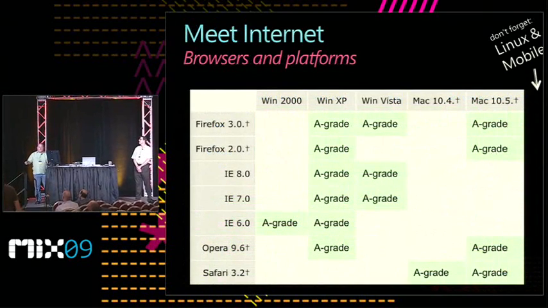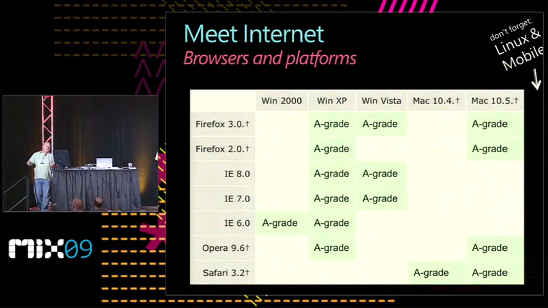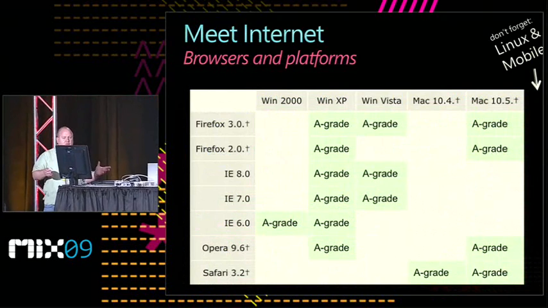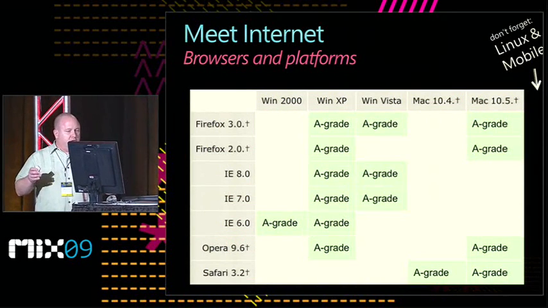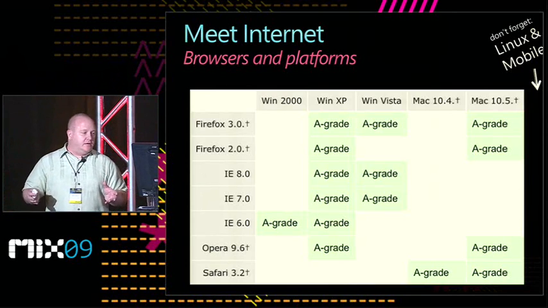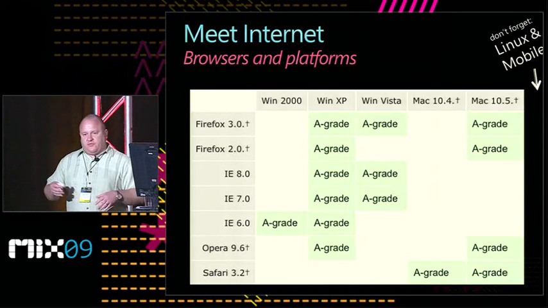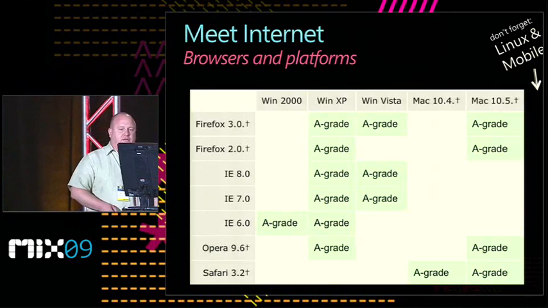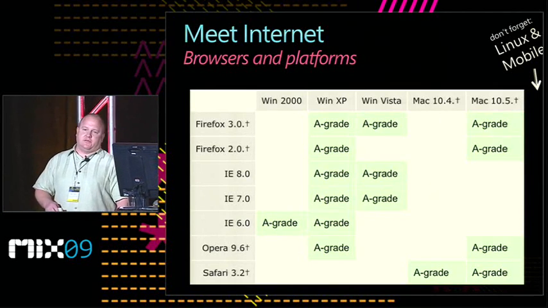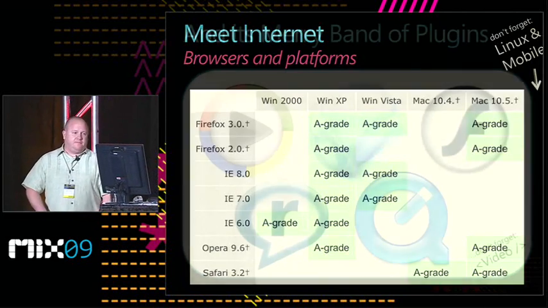So meet the internet. This is how we deliver video, browsers and platforms. And this is an example of how Yahoo calls to an A-grade type performance on a browser with a plugin. Whether the platform is Firefox, IE, Mac, or OS. And don't forget this column on the right, Linux and mobile. We can't forget about those guys because we are delivering video there.